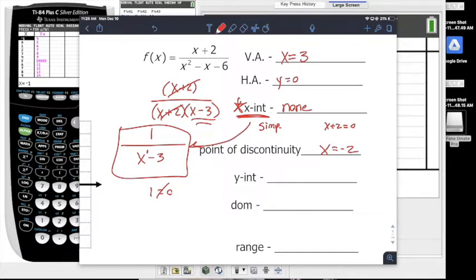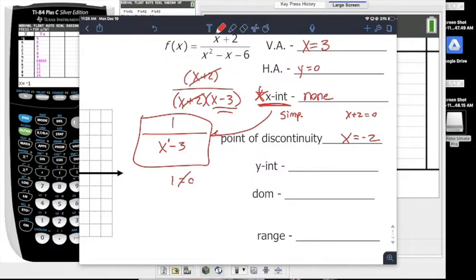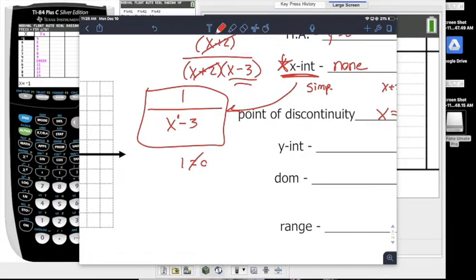No x-intercept. Okay, y-intercept, that's going to be plugging in 0 for your x value. So we can go 1 over 0 minus 3. It's going to come out to -1/3. And then we'll write that as 0, -1/3.